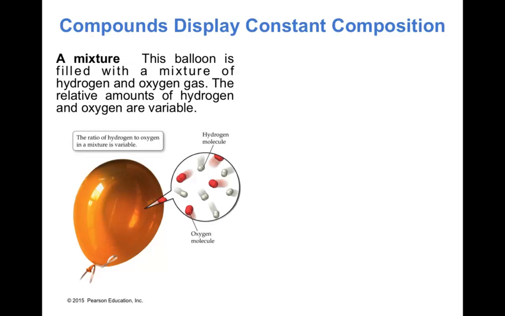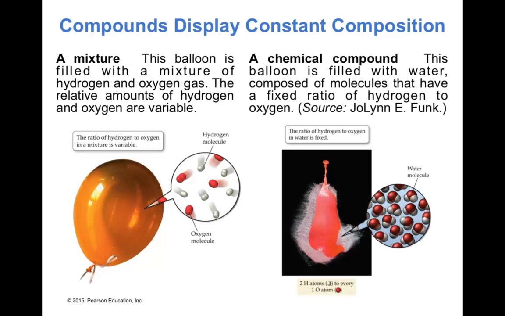It all depends on the sample that you have. Now, in a chemical compound, it is a little bit different, because you're going to have just one type of compound, for example, here in this balloon, and it's water. So you're going to have here H2O, and the ratio is always 2 atoms of hydrogen and 1 atom of oxygen. Okay, so this one is a compound, and this one is a mixture.